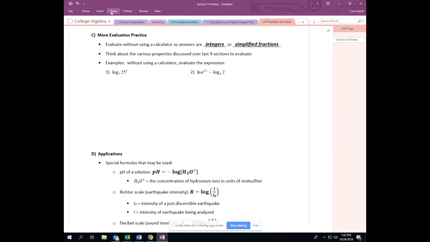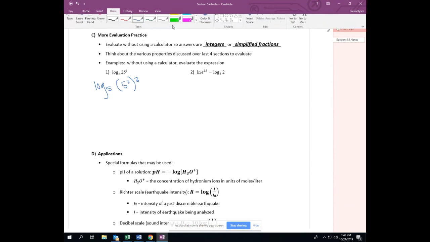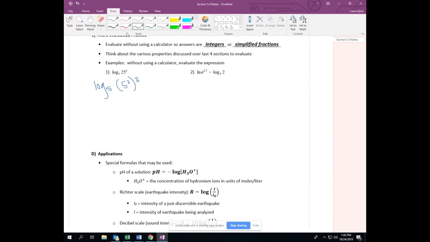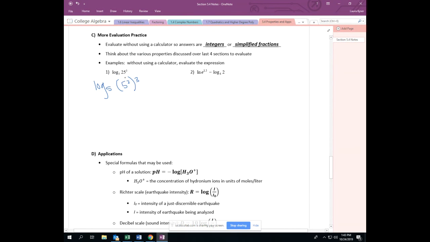So, for example, the first one, log base 5 of 25 cubed. 25 can be rewritten using 5 as a base. So we could write this as log base 5 of 5 squared cubed. Now 5 squared cubed is not in simplest form. So in order to actually be able to handle this, we have to simplify it first. All we have to do is use the power rule that says we multiply the powers. And now it says log base 5 of 5 to the 6th.